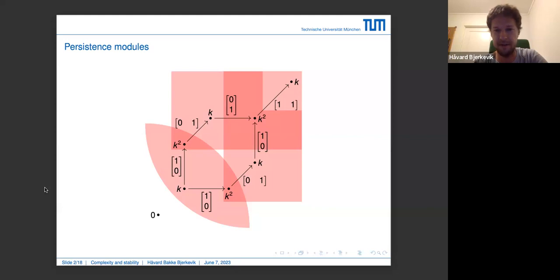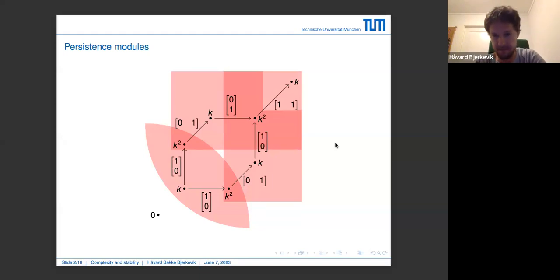A two-parameter module is a collection of vector spaces in the plane, two parameters because we're in R². And we have morphisms, so linear transformations going to the right and upwards and diagonally upwards. We require that if you take some path going from one point to another and you compose the linear transformations, you get the same result as if you chose any other path and composed the morphisms. So you can view this as one gigantic commutative diagram if you want.